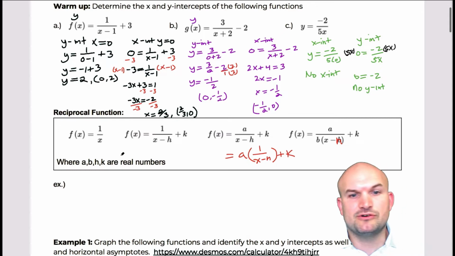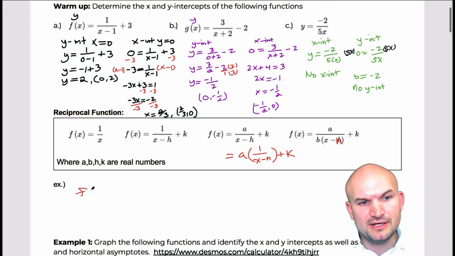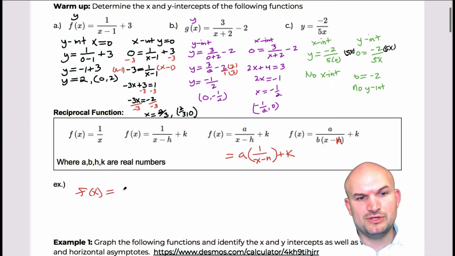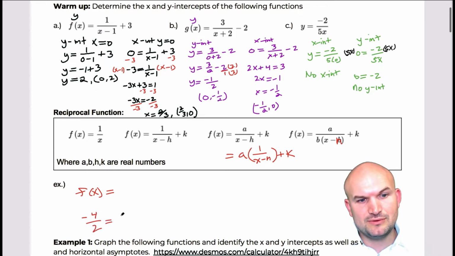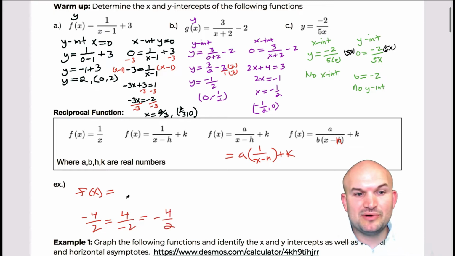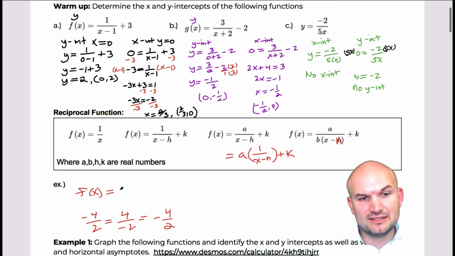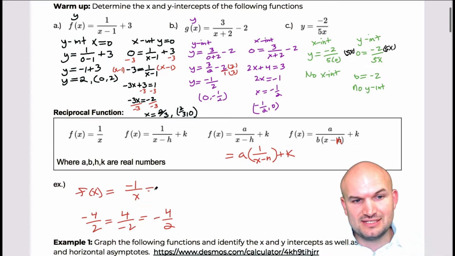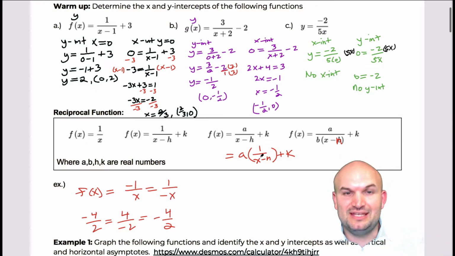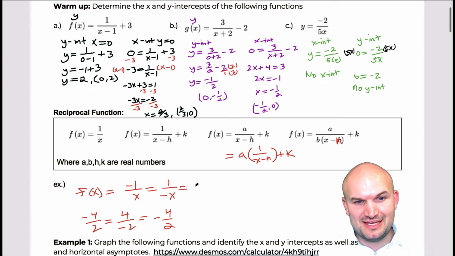Another key thing to remember here is that when you have a fraction, for instance, negative 4 divided by 2 is equal to 4 over negative 2, which is equal to negative 4/2. I bring this up because if I have something like negative 1 over x, you could say, oh, that means a is negative, so that's a reflection about the x-axis. Well, that's the same thing as 1 over negative x, which means b is negative. That means it's a reflection about the y-axis, which is the same thing as negative 1 over x, where you can't tell, is it a or is it b?